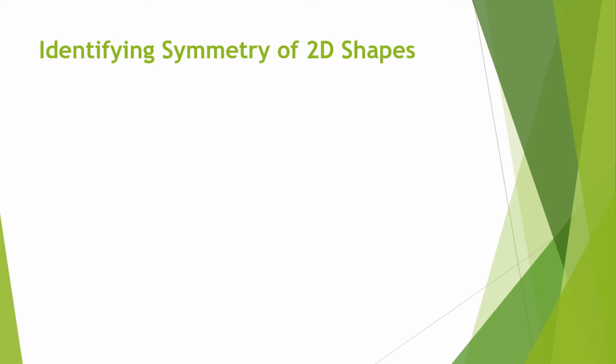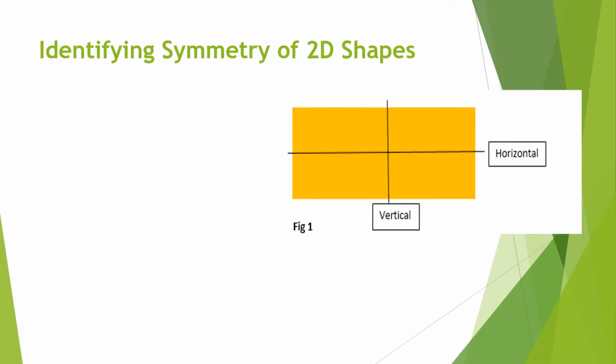Identifying symmetry of 2D shapes. Why is it important for us to learn these? As future architects, we are supposed to be able to identify symmetry of 2D shapes.